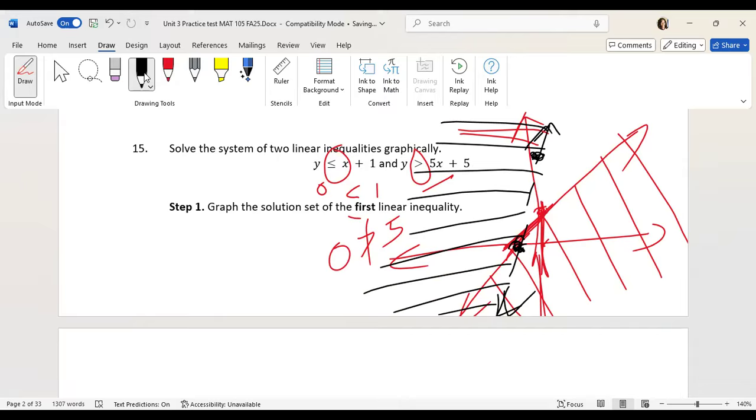Okay, the question now is, what is the solution region? Another way of saying it: which region is intersected by both lines? I want everybody to look. The region we can see is this small, narrow intersection here. That is the solution region. Remember, you have to shade it.